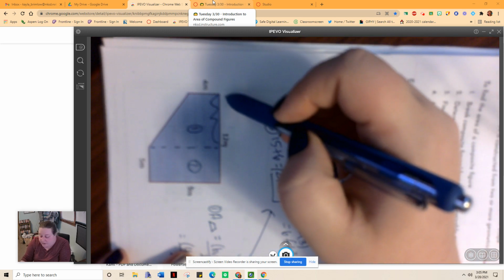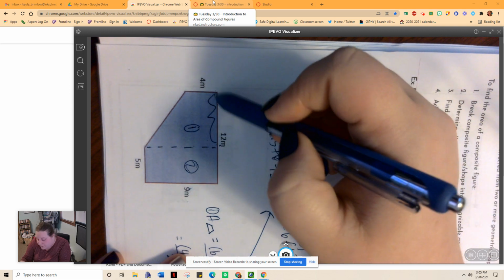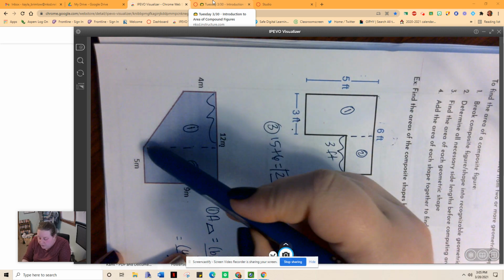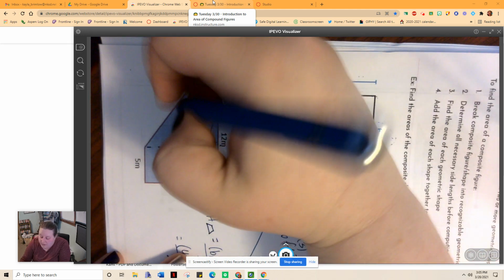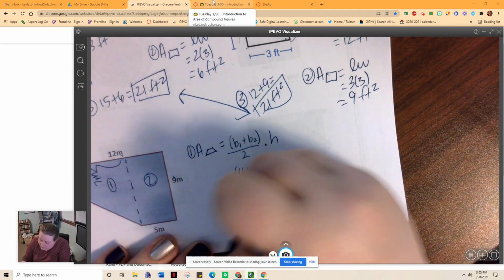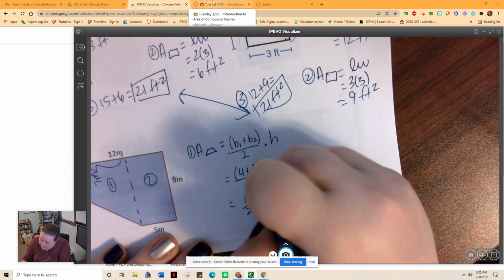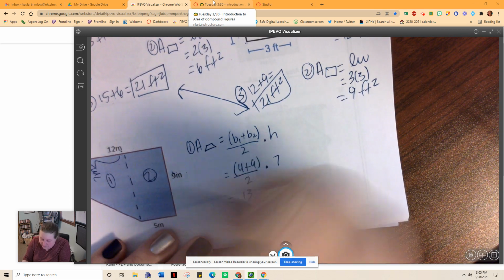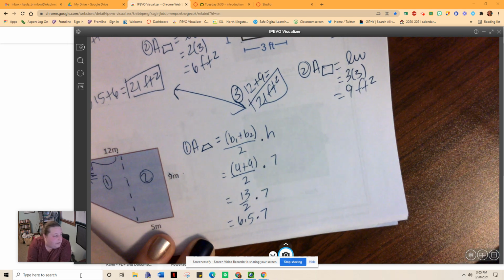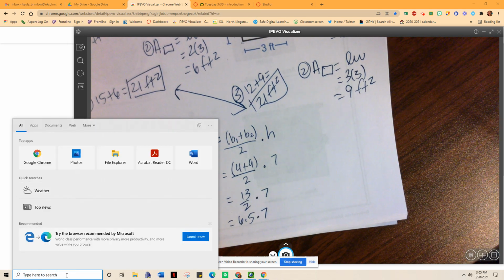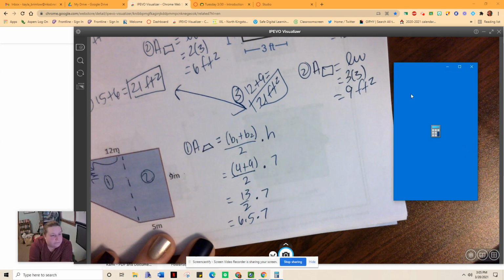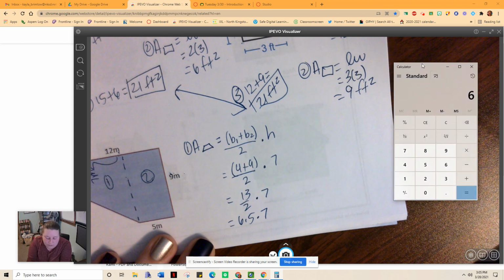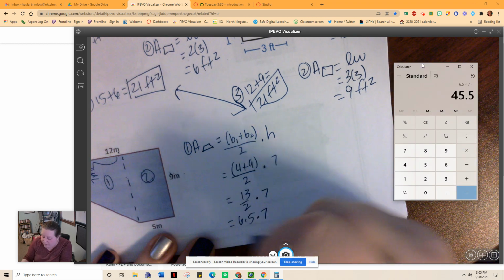Now, as we've seen in the other figures, this whole side is 12, but I only need this portion of it, okay? So when I look at my dotted line, from here to here is 5. This whole thing is 12. That means this has to be 7, so it has a height of 7. So this is 13 divided by 2 times 7, 6.5 times 7. I'm just going to pull up a calculator. Here we go. 6.5 times 7, 45.5 meters squared.